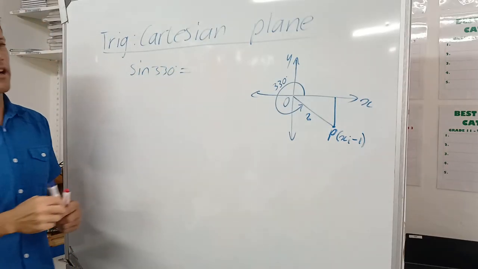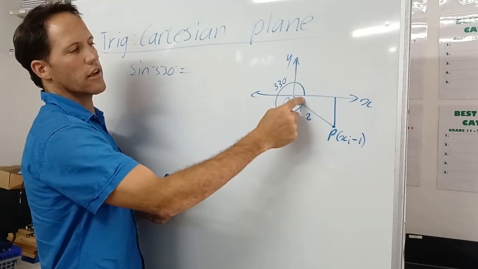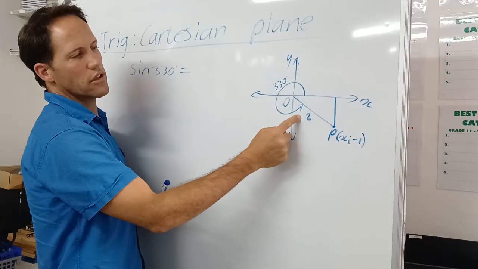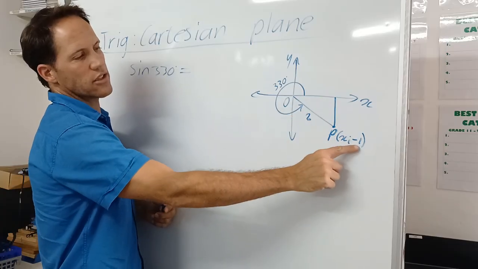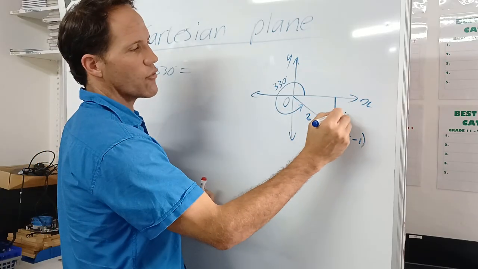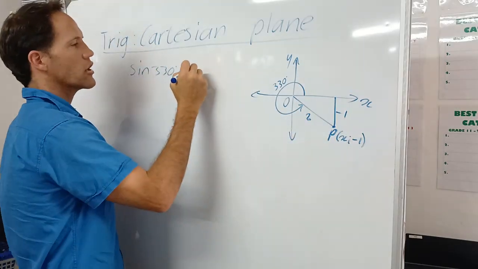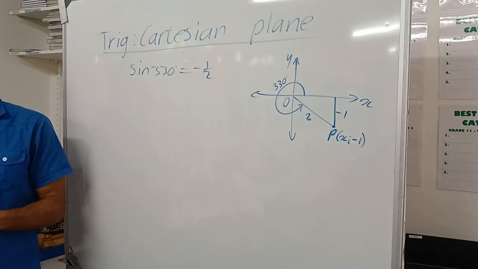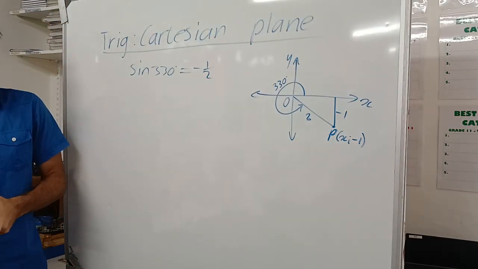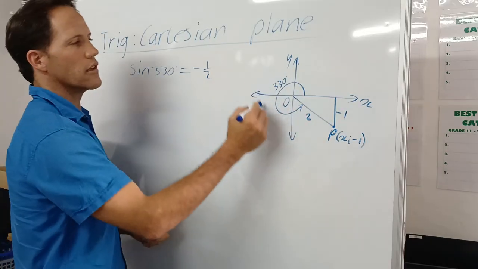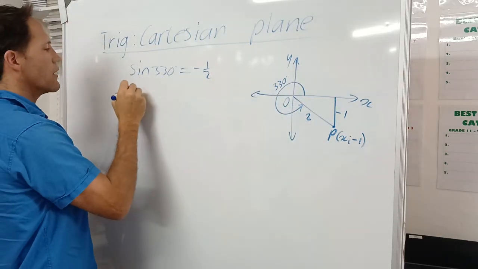you're going to say, okay, sine 330 has to be opposite over hypotenuse, and the opposite side is the y. It's this part, it's y. So this part is -1, so it's going to be easy, -1/2. Okay, sine 330 is -1/2. Now can you see, let's look at that first. Can you see that sine 330 is the same as sine 30?